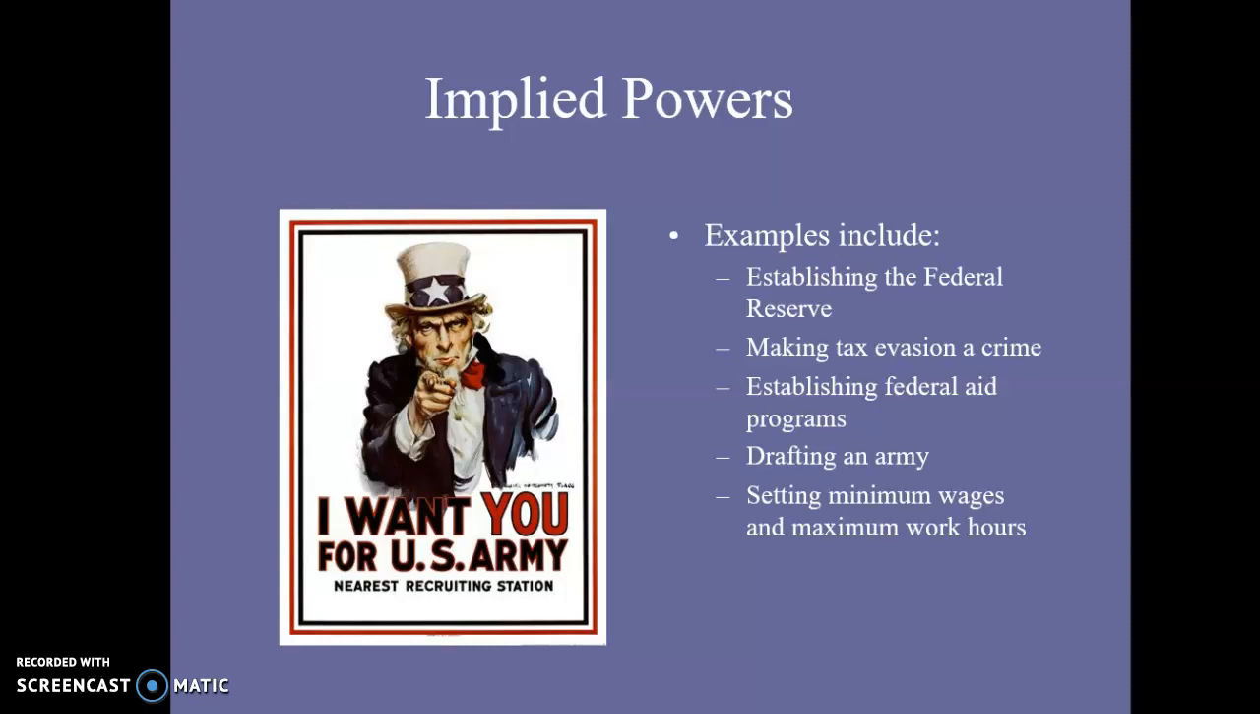Examples of implied powers are the powers to establish the Federal Reserve, making tax evasion a crime, establishing federal aid programs, drafting in the Army, and setting minimum wages and maximum work hours.